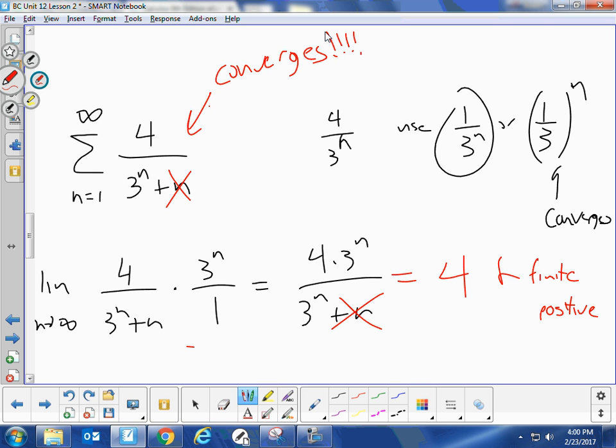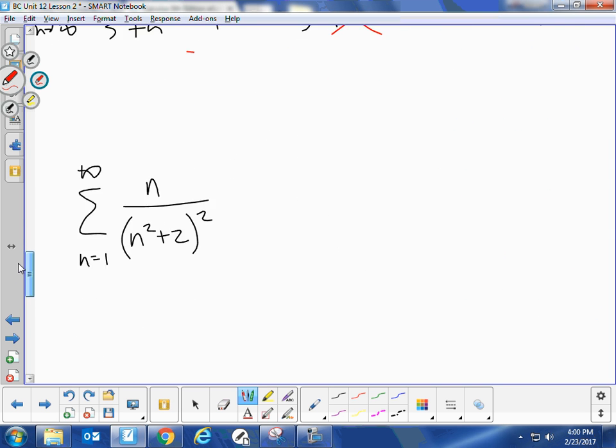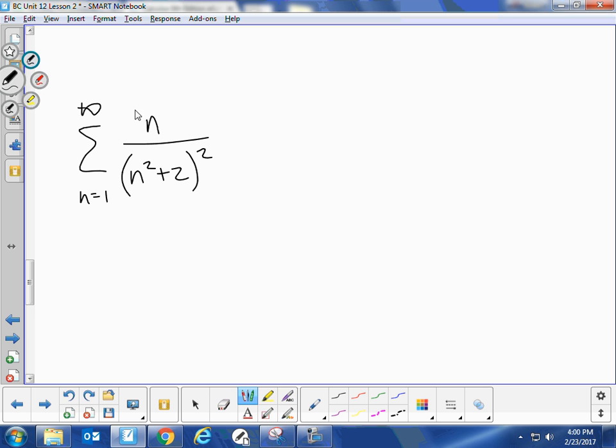Okay, so this ends up being equal to 4. This is finite. This is positive. Since 1/3 to the n converges, this will converge. Okay, let's do another one like this. N over n squared plus 2 squared. I know if I do the limit out, it would be n over n to the 4th plus some other stuff, which will be smaller powers.